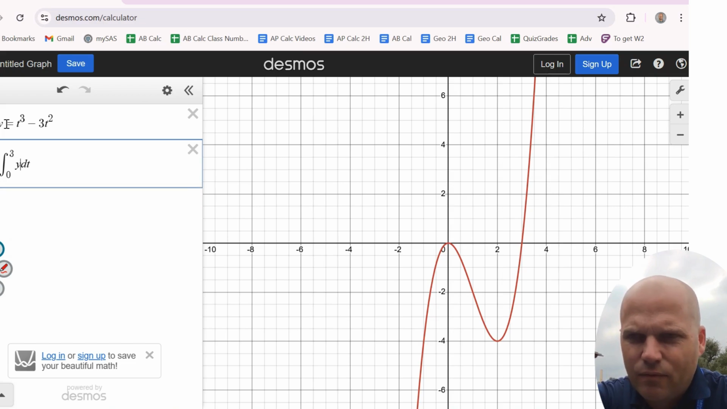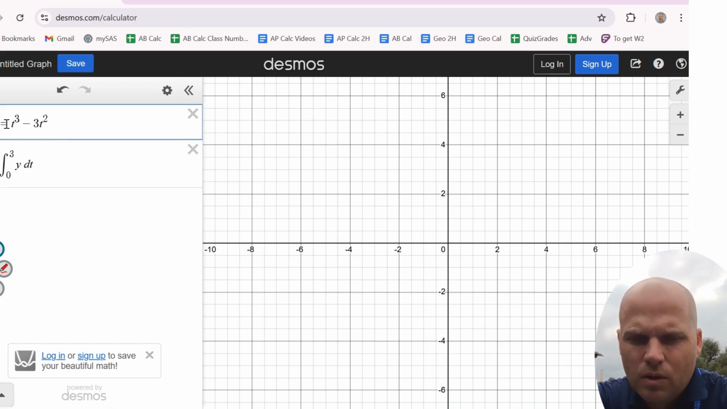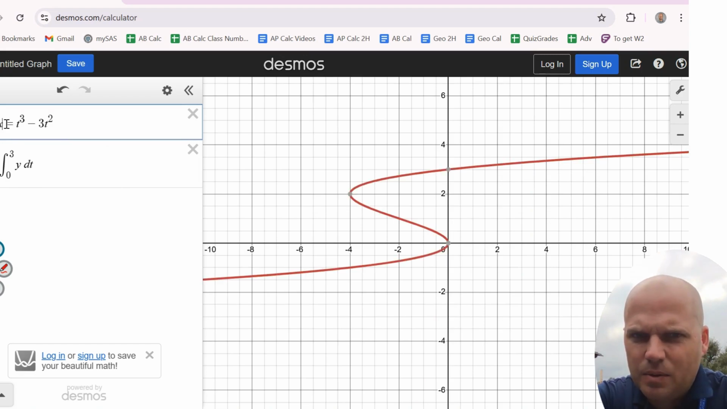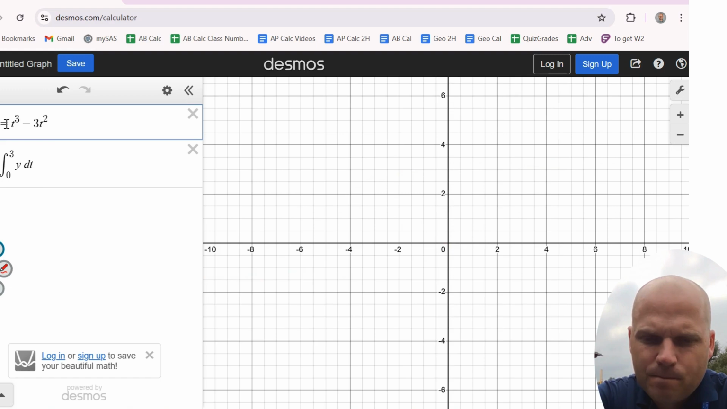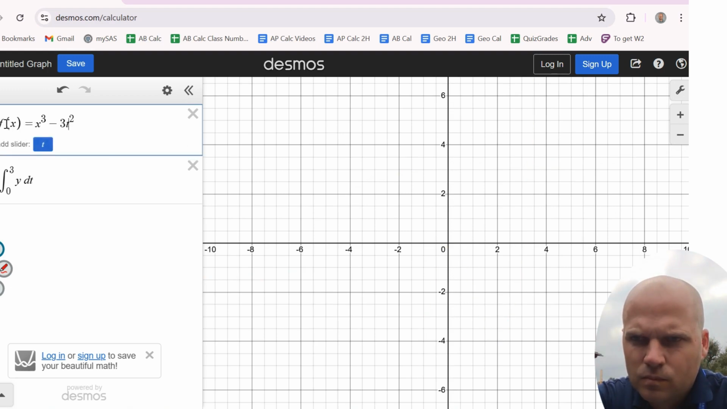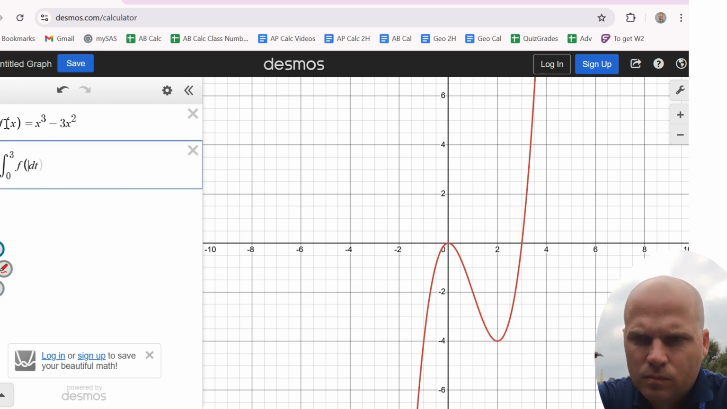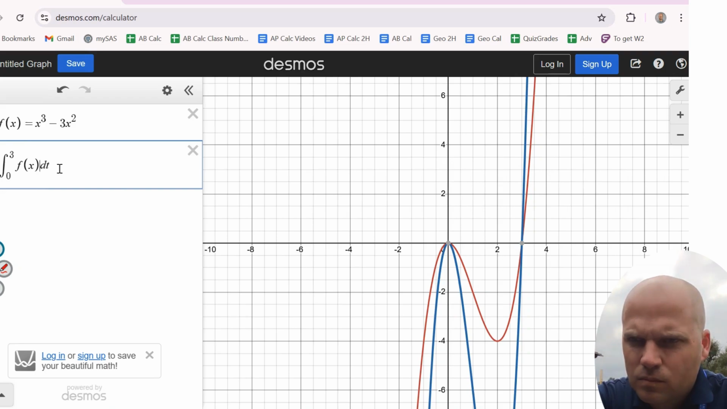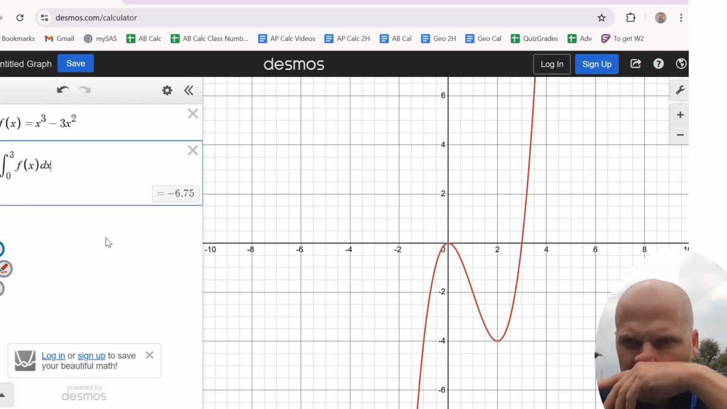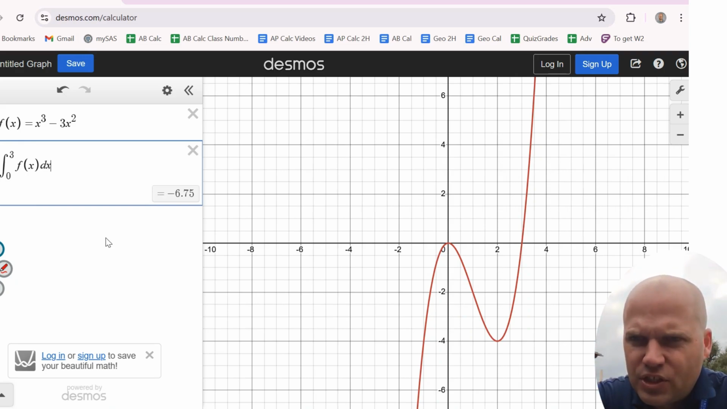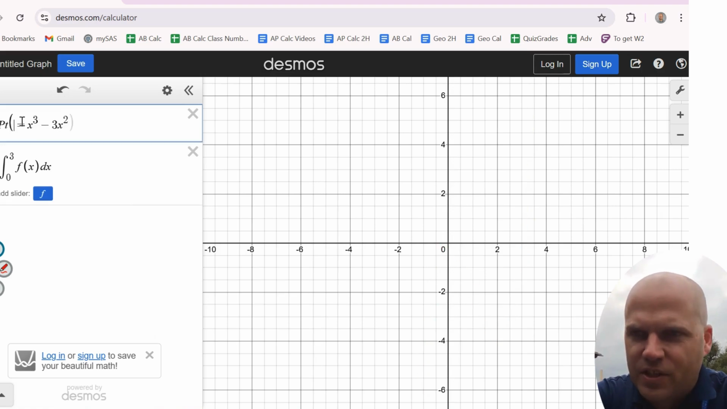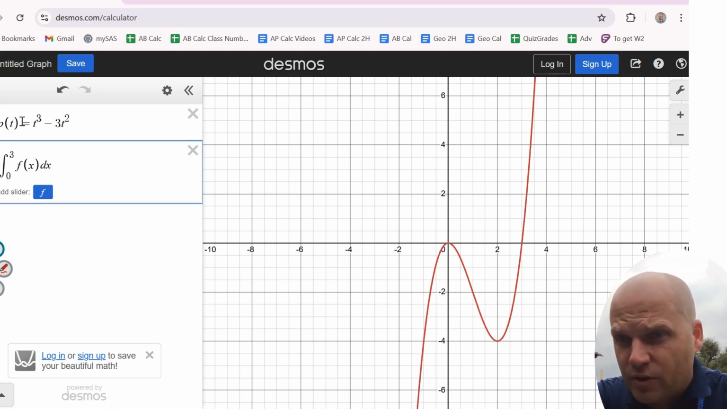And now that's not friendly. This is a problem. Good. This is the accumulation of my position. It just said my position's F. Oh, why don't we change it to P of T? There we go. I like that. P of T is equal to T cubed minus 3t squared. Another reason why we like P of T.